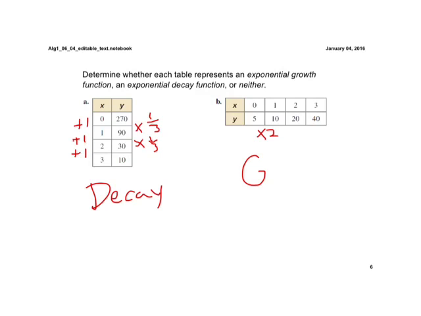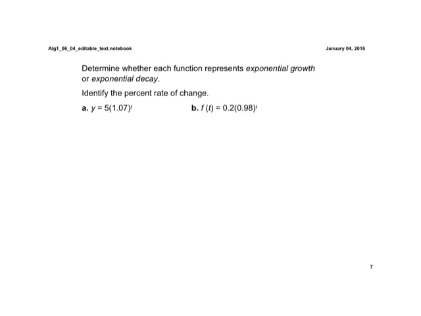Again, that's greater than 1, so we know that's going to be exponential growth. And it's exponential again because we're going up by a ratio. We're multiplying or dividing by a number each time. All right, let's get into a couple examples here.